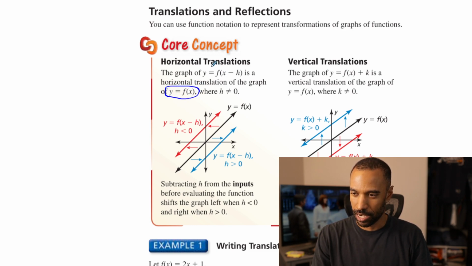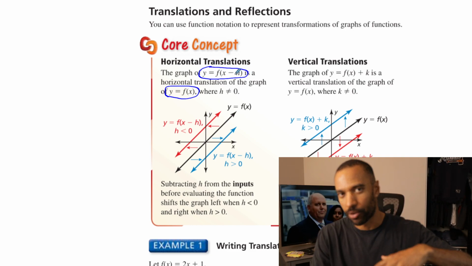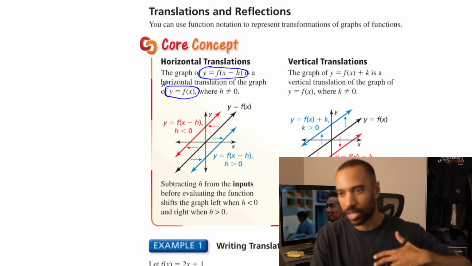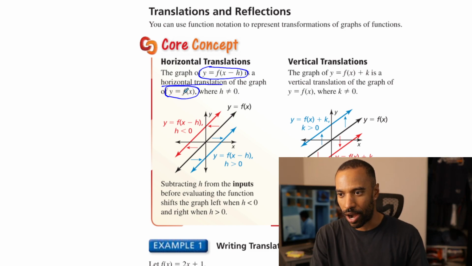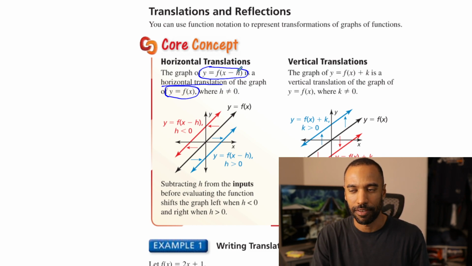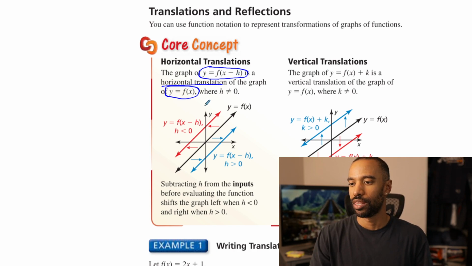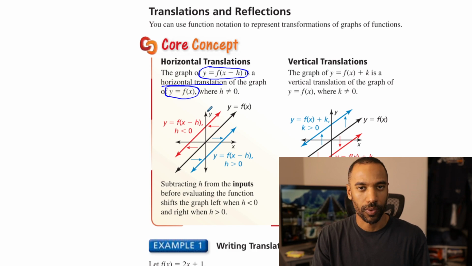Now, the graph, notice this y equals f of x right here, yeah? What if you take it and turn it into y equals f of x minus h? The minus h inside the function portion is something that will horizontally translate your original graph y equals f of x, where h doesn't equal 0. Otherwise, there's no translation if h is 0. But if h is 1, if h is negative 2, if h is pi, if h is 7.4, then you start to see some horizontal translations of your graph.